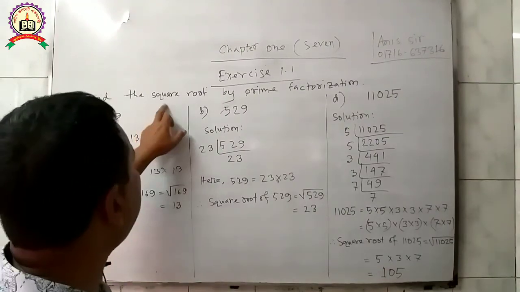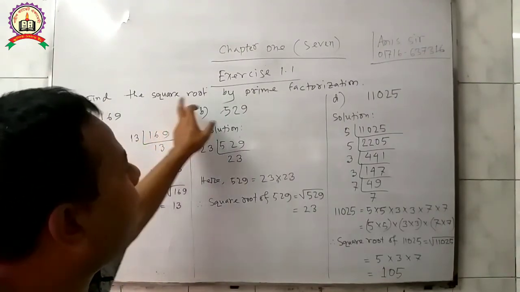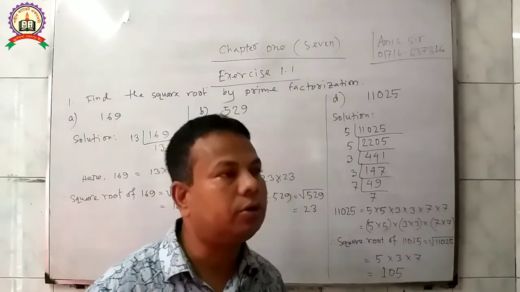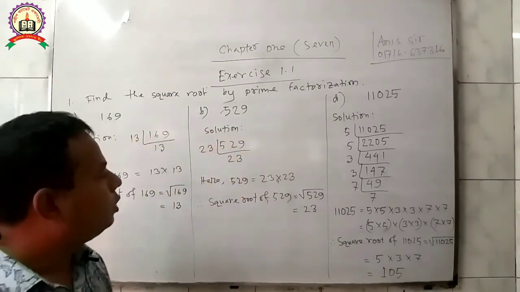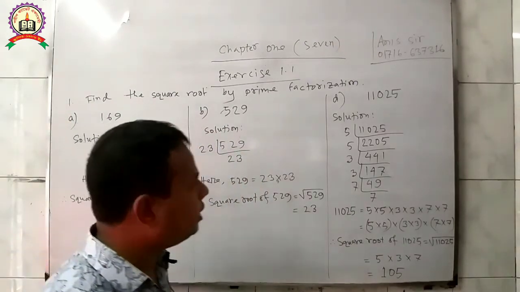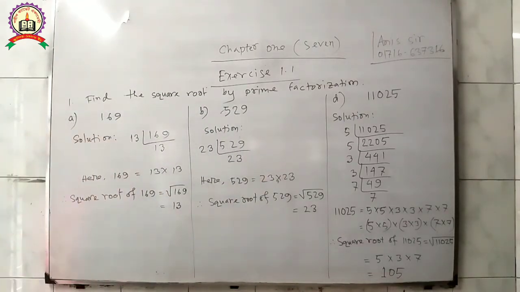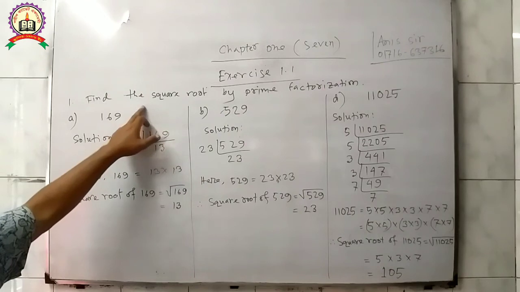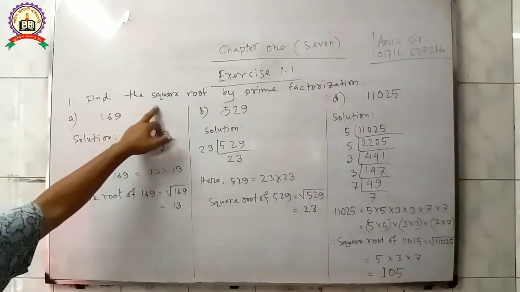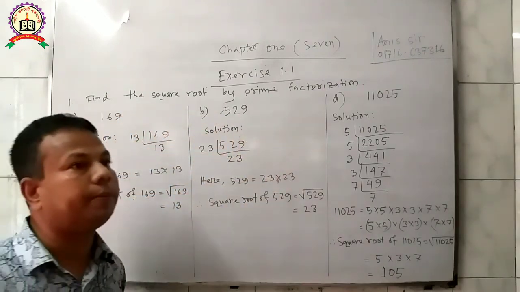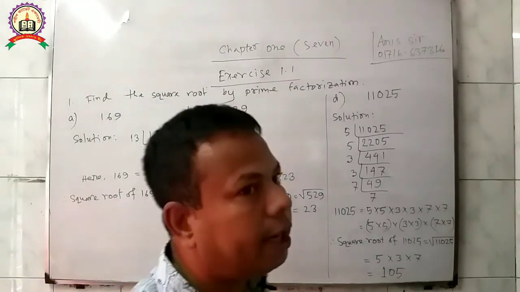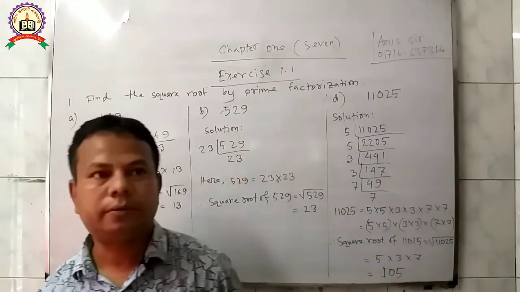In this way we can find the square root by using prime factors. So you have to understand how to find the square root by prime factors in this way, and you have to practice again and again to be an expert in this rule.